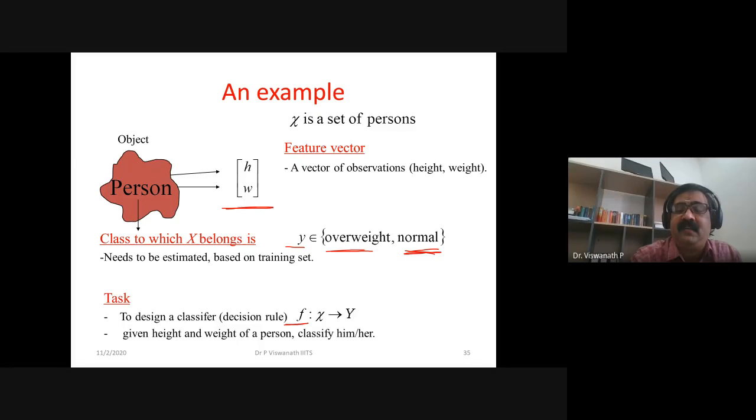Now, the feature space is having all points with two coordinates, height and weight. Given this point having a height number and a weight number, it is going to give the label. The label is overweight or normal.